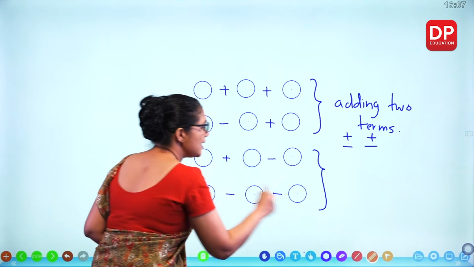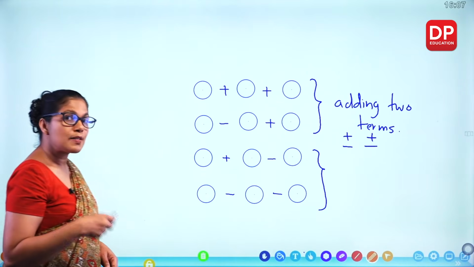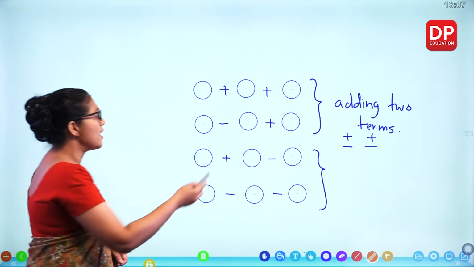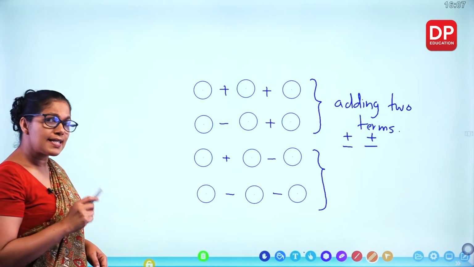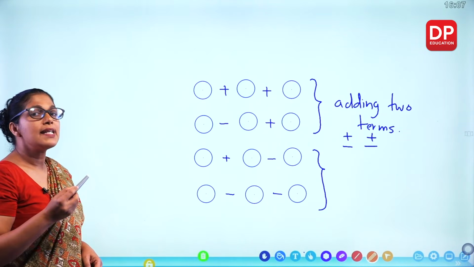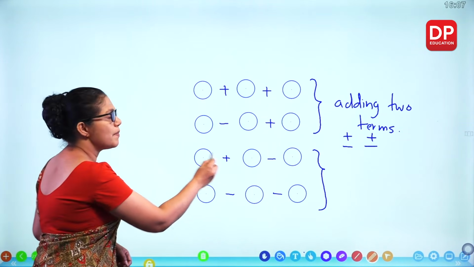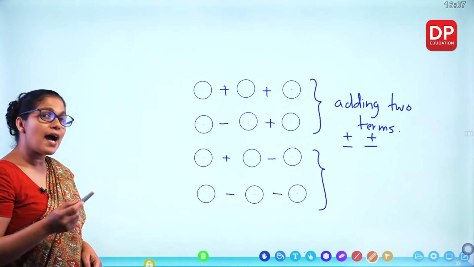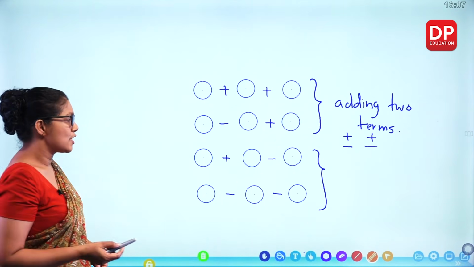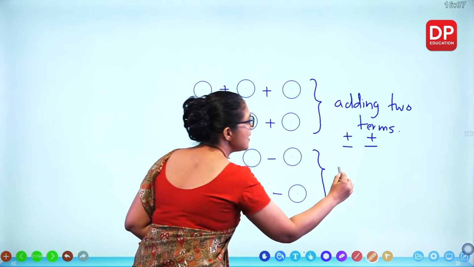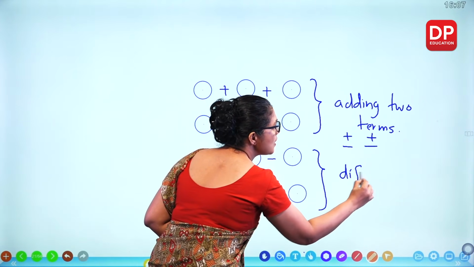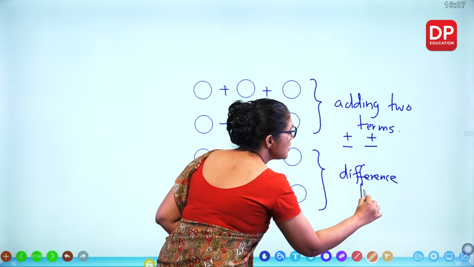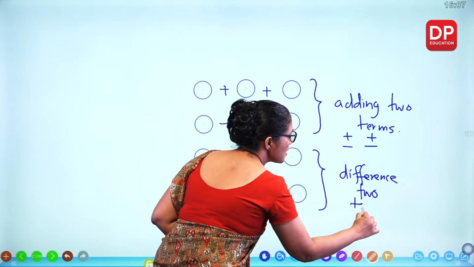What happens here? When the last digit is minus, you get a plus and a minus term. So here if the second term is plus, that means the largest number should be positive. If the second term is negative, that means the largest number should be negative. Then we take the difference between the two terms.